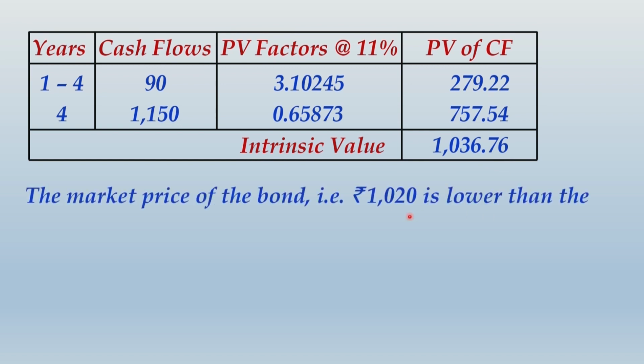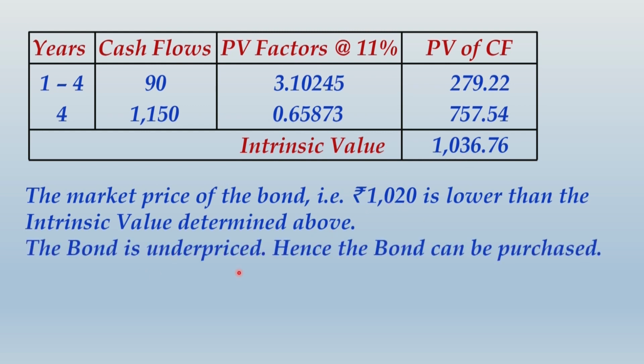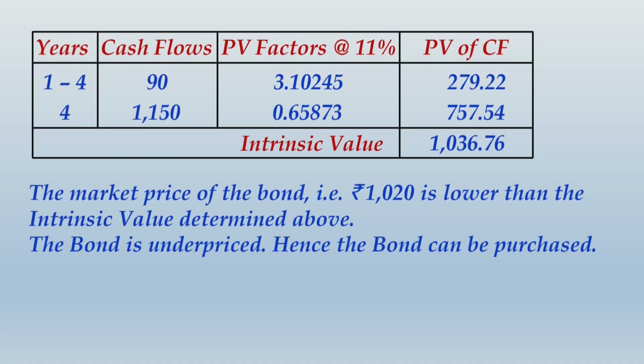1036.76, whereas the quoted market price is 1020, which is lower than the intrinsic value determined above. So what we can say is the bond's price is lower than what it should be. So the bond is underpriced and hence the bond can be purchased. So friends, do one thing, note down what you find on screen, and that will be the end of the solution. Alright friends, you would have finished doing what was needed.